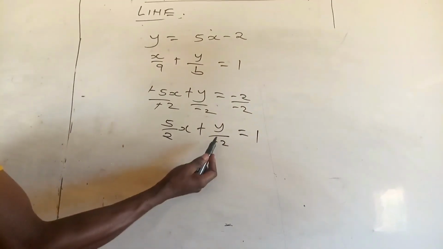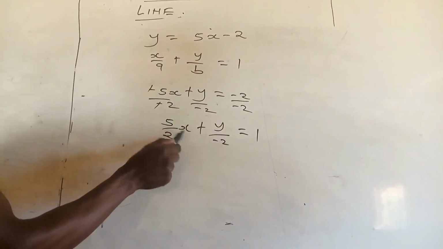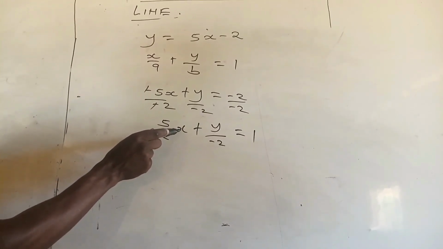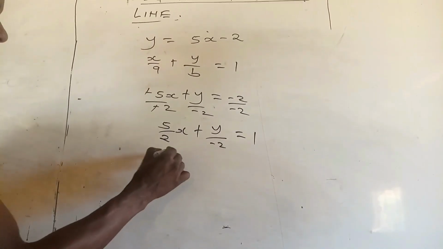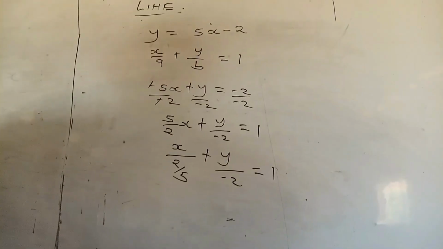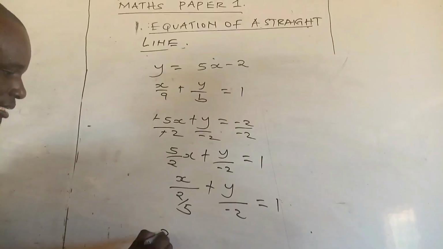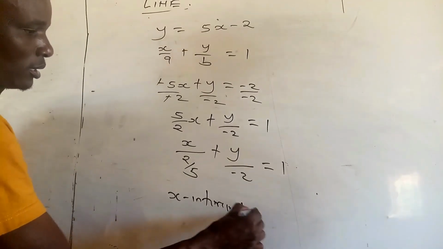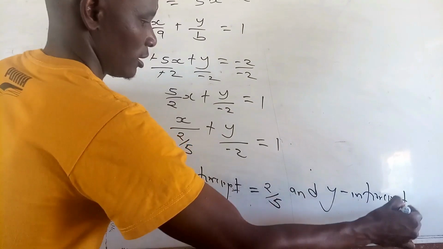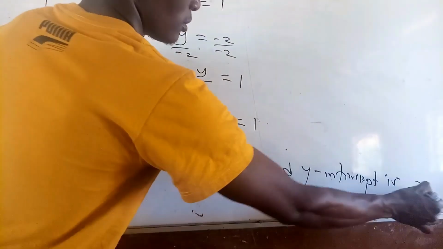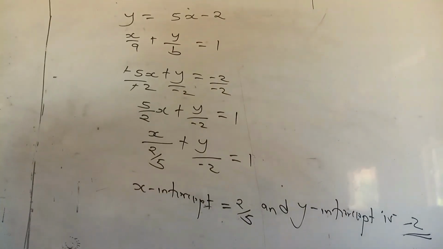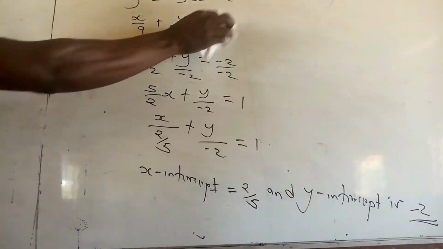So you can see this one is 1, this one is y over negative 2, which is the same as b. But now this one I want to write it so that I can only have x on the upper side. So for me to get this, it means I have to divide this x with 2 over 5 to get 5 over 2 x. So this one can be written as x all over 2 over 5 plus y all over negative 2 is equivalent to 1. So what does this one tell us? This one tells us that the x-intercept is equal to 2 over 5 and the y-intercept is negative 2. Of course, there are so many ways through which you can find the intercept, apart from writing it in this form.